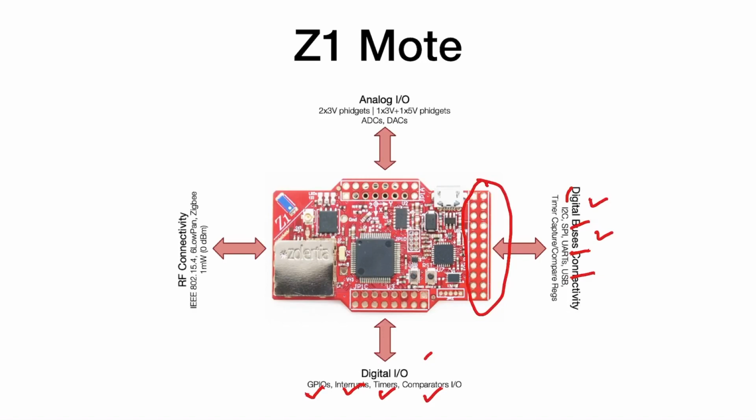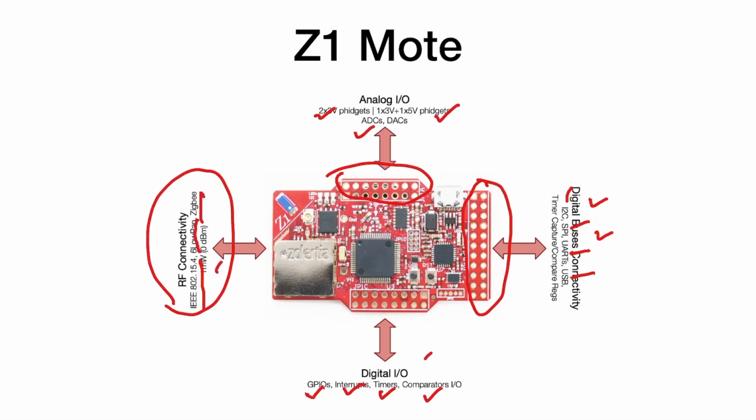Here are the analog I/O pins, these are digital I/O pins, and here these are all analog I/O pins. You can see 2 times 3 volt, 1 times 3 volt plus 1 times 5 volt, and ADCs and DACs, analog to digital converter, digital to analog converter. This side we have RF connectivity, radio frequency, 802.15.4, 6LoWPAN, ZigBee with power rating. So this is what the Z1 mote contains. Maybe I'll give an example today in the laboratory session. You can check how the Z1 mote looks in the Cooja framework.